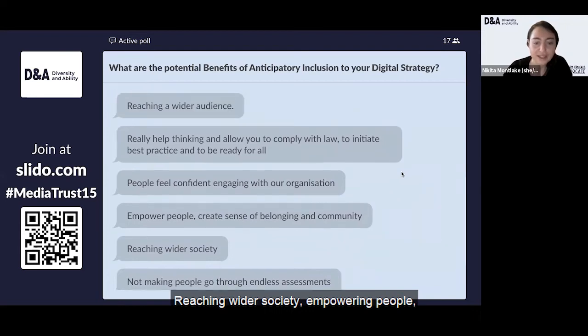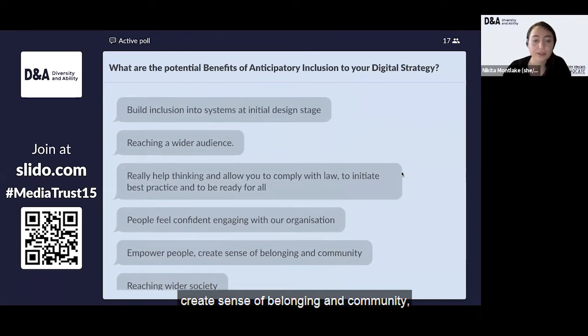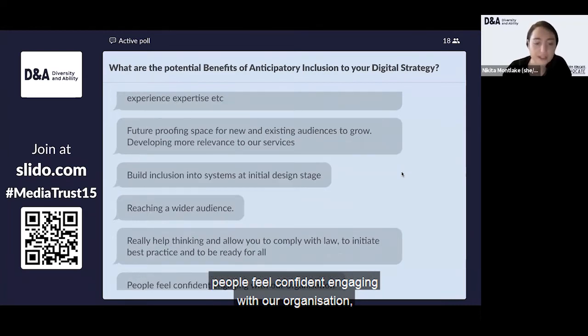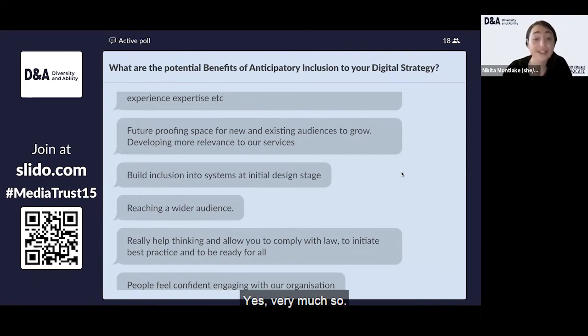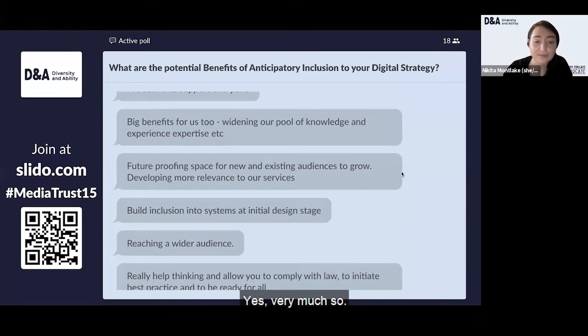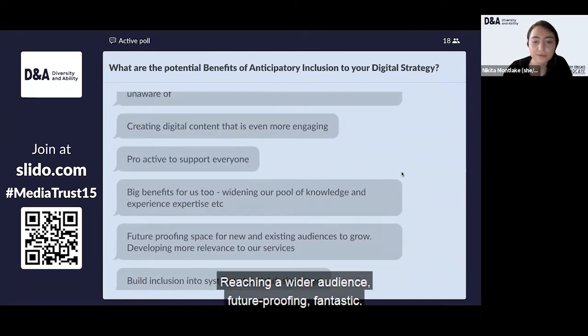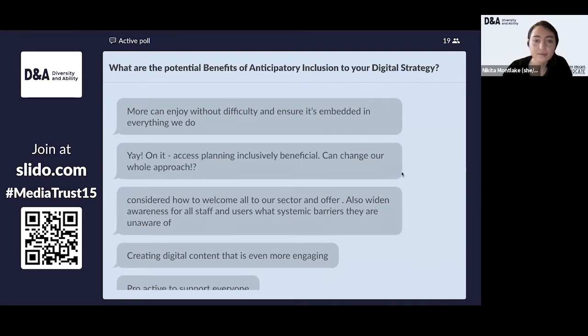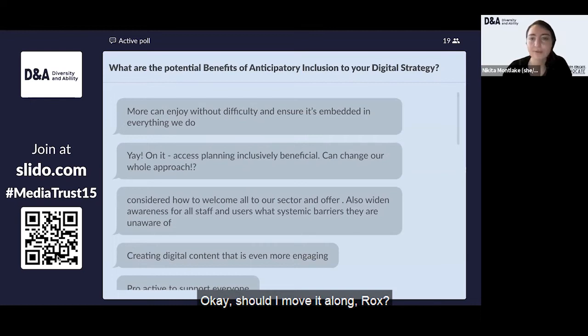Reaching wider society, empowering people, create a sense of belonging, community. People feel confident in engaging with our organization. Fantastic. Really help thinking and allow you to comply with law. Yes, very much so. Reaching wider audience, future-proofing. Fantastic. We've got some really great inputs here. Okay, should I move it along, Rox?